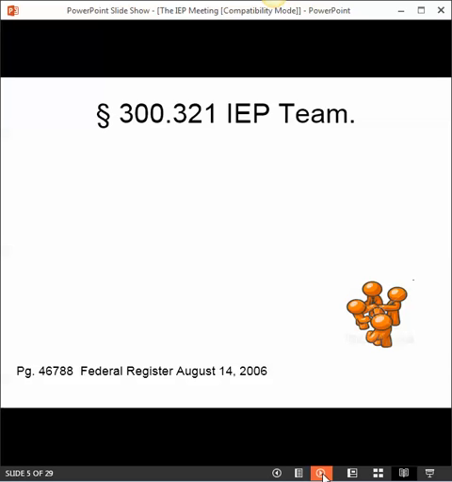So let's look at that individual. Most of the time, that representative of the public agency is an administrator because they are qualified. They oversee the provision of special ed services. They hire the special ed teachers and determine what kind of programs are going to happen in the district. They are knowledgeable about the general ed curriculum, and they're knowledgeable about the availability of resources of the public agency. What rooms do they have available? What financial resources does the district have? So they make that determination.